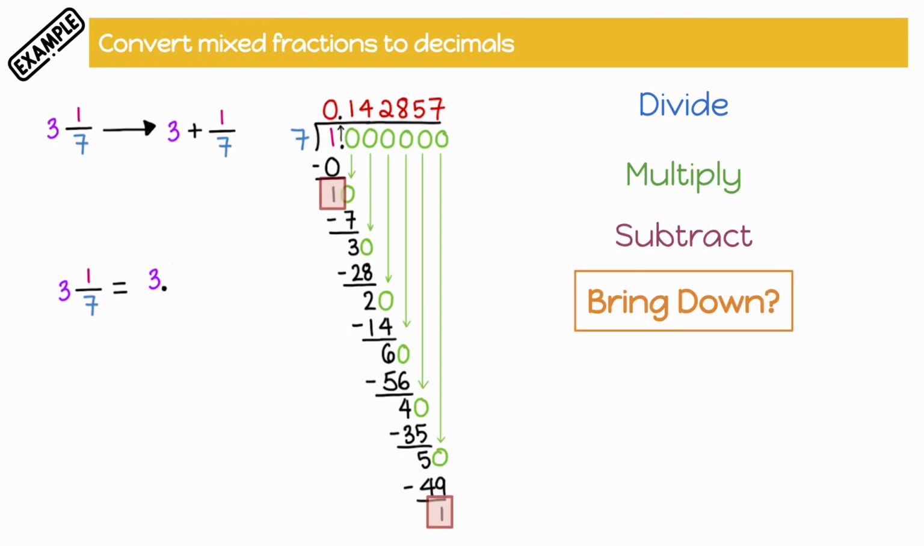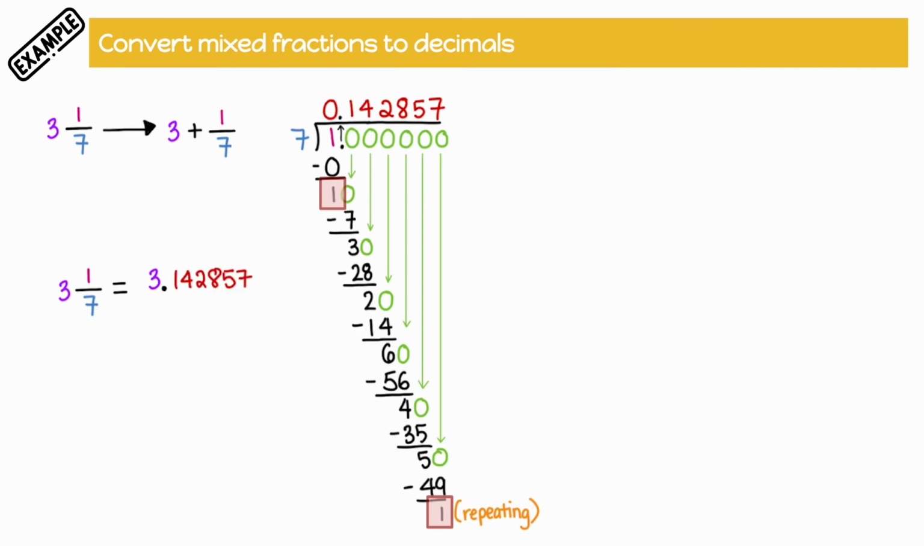Now, bring down. Notice at the very beginning of this problem, we had a remainder of 1. And now we're also getting another remainder of 1. So we have something that is repeating. So when we write this as a decimal, we have 3.142857, but what's repeating is that 142857. That's going to continue on and on forever. So we're going to put that bar over top all of that to show that that whole entire sequence of numbers, those 6 digits, will continue to repeat forever.